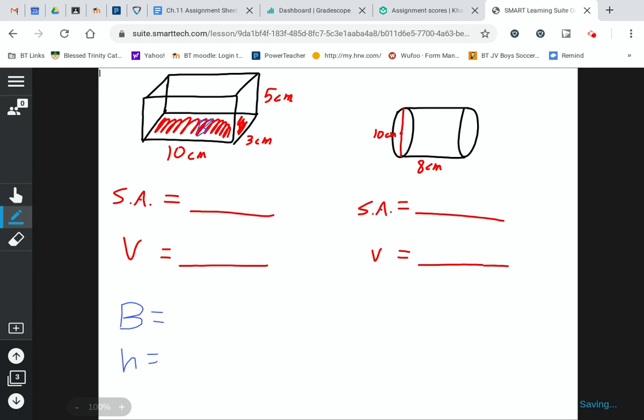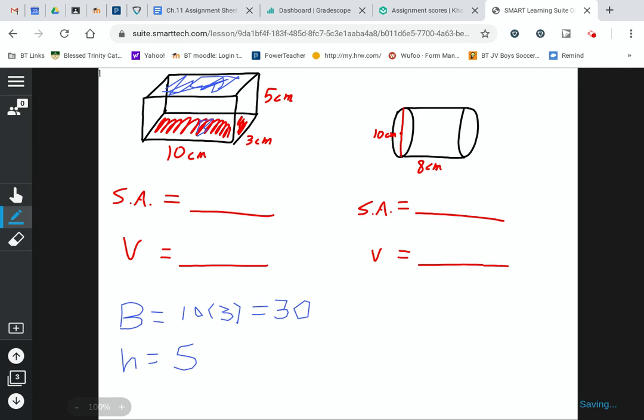Given that I already told you we're going to use this shaded part as my base, the area of my base, since it's a rectangle, is going to be 10 times 3. And that's going to give me 30. And then my height is going to be the distance between this base and this base up here. So my height is going to be 5.